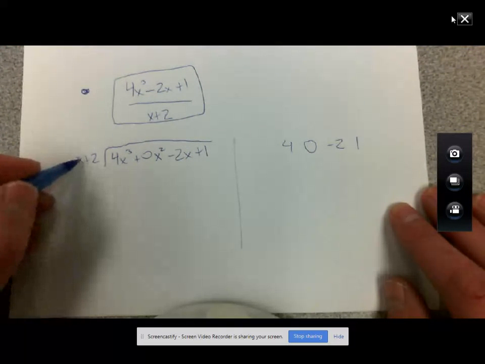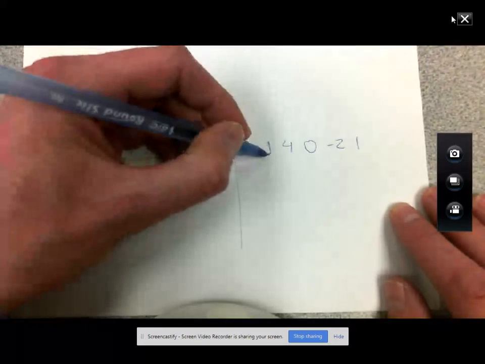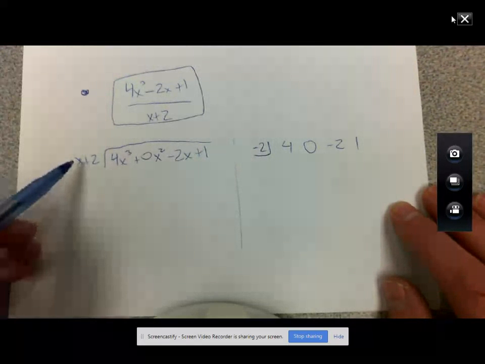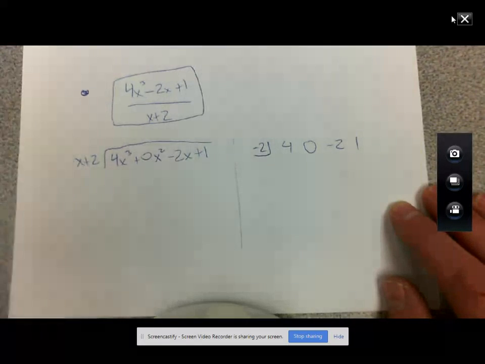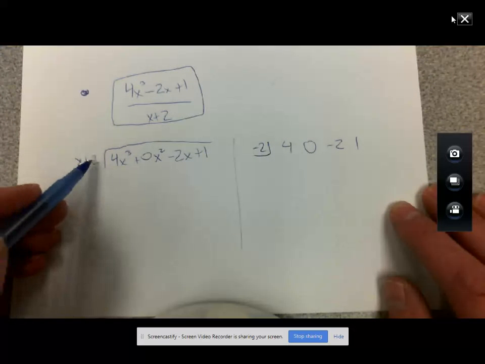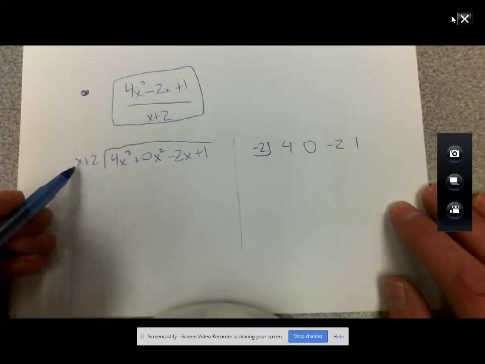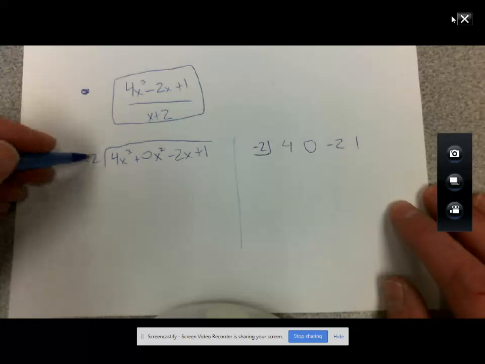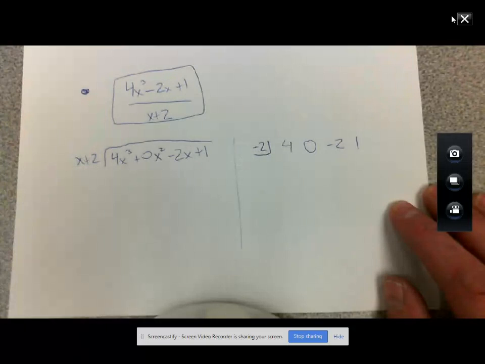If the divisor is x plus 2, we need to put a minus 2 here. And again, the reason for that is that when you set this equal to 0 to solve it, x plus 2, x would have to be negative 2 to make it 0. So when you set this equal to 0 and you're solving for all the values of x, negative 2 plus 2 is 0, so we use this negative 2 as one of the solutions.